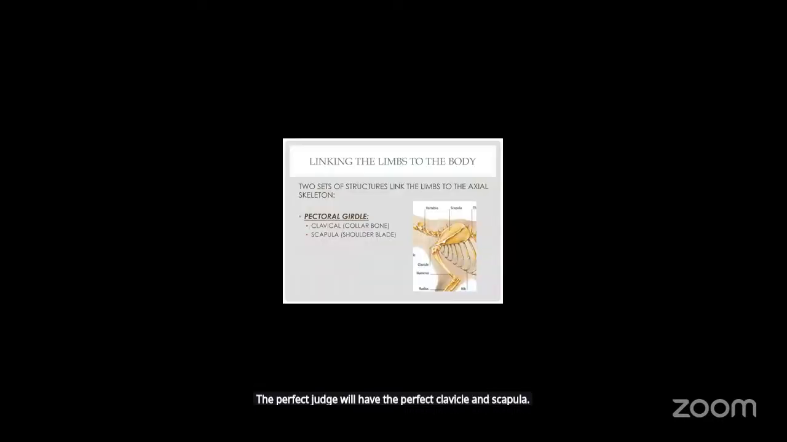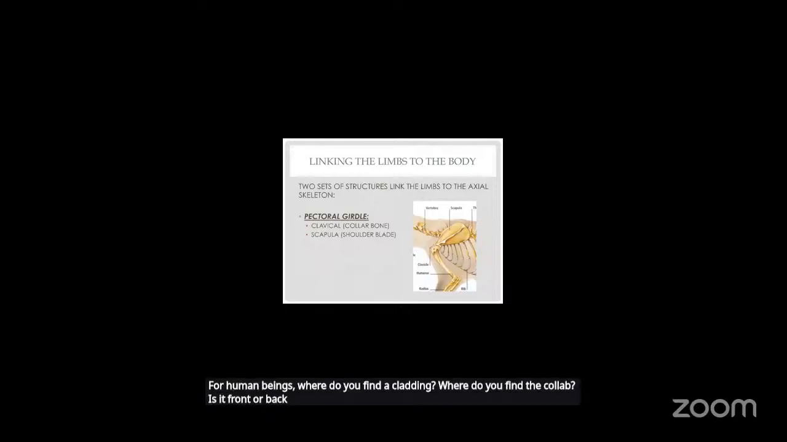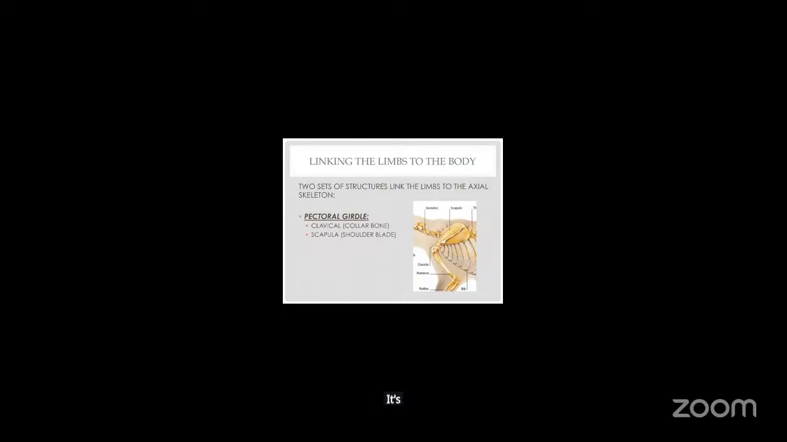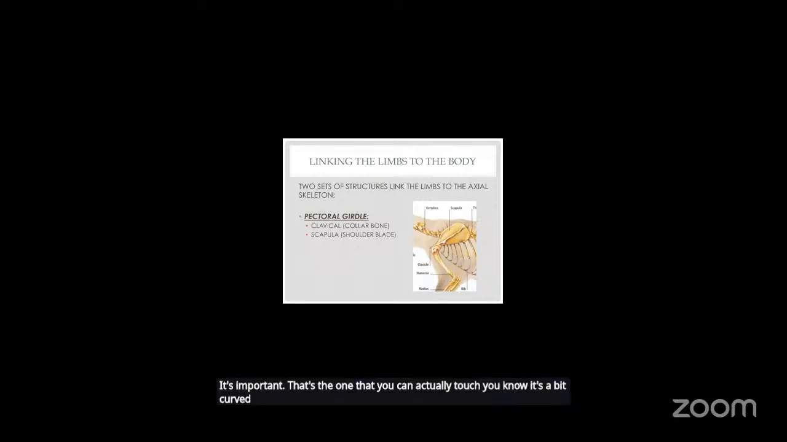The pectoral girdle has the clavicle and the scapula. The clavicle is the collarbone, the scapula is the shoulder blade. For human beings, where do you find the clavicle? Is it front or back? Front. That's the one that you can actually touch. It's a bit curved, in front of the upper torso. And the shoulder blade is behind you. If you raise your arm or look in a mirror, you see the shoulder blade.